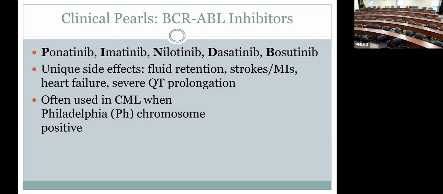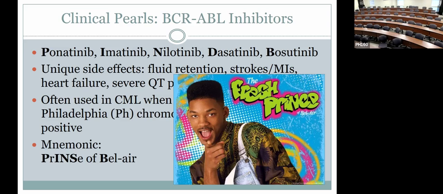Throughout school, I always tried to find interesting mnemonics or random sayings to help me remember certain drugs or side effects. So I made one up for the BCR-ABL inhibitors, and you can choose to use it or not. The mnemonic is Prince of Bel-Air, and this can be used to remember a couple of things: which drugs target the BCR-ABL gene, as well as what genetic mutation must be present. Because the Fresh Prince was born and raised in West Philadelphia.